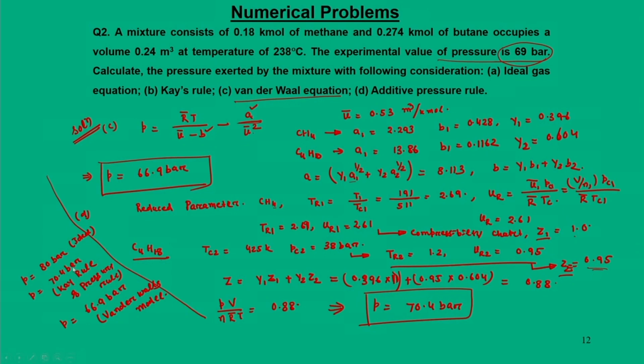However, based on simplicity, we use the ideal gas model, and based on our choice and the advantage of using different concepts, we can use the other models like the K rule and pressure rules. So, this problem demonstrates how the pressure of the mixture can be calculated by a variety of considerations.